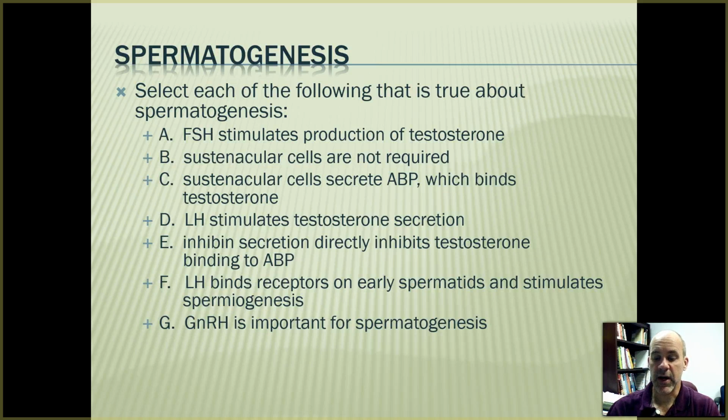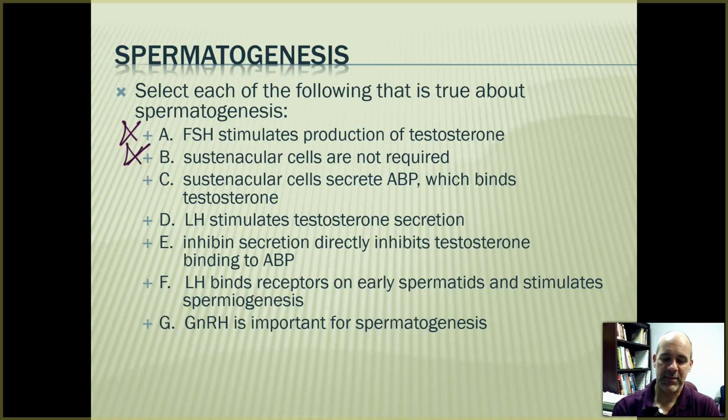All right, select each of the following that is true about spermatogenesis, sperm cell formation. All right, A, go through the list, treat it like a true false. FSH stimulates production of testosterone. No, LH tells those interstitial cells, sorry, I was blanking out there for a minute, to produce testosterone. All right, sustentacular cells are not required.